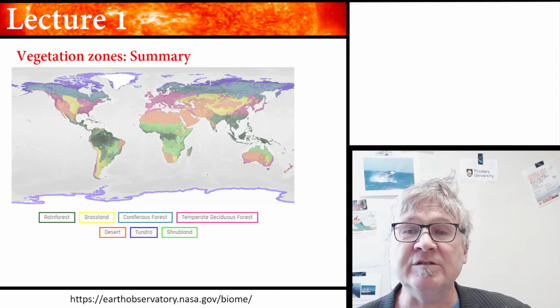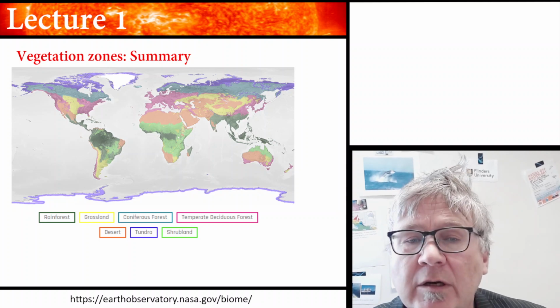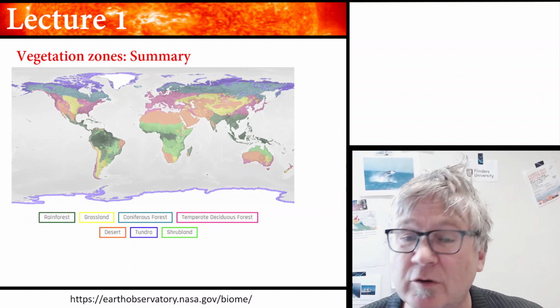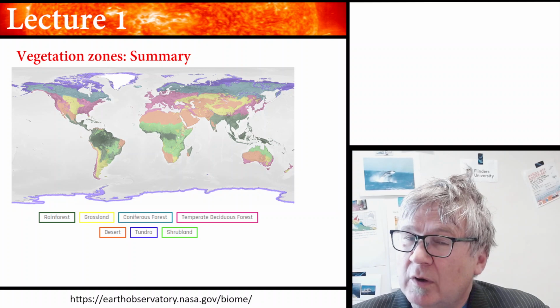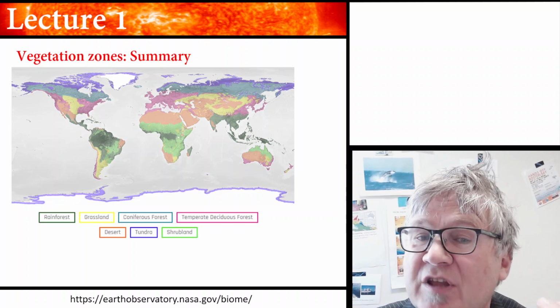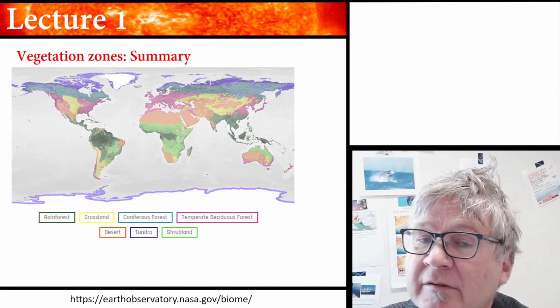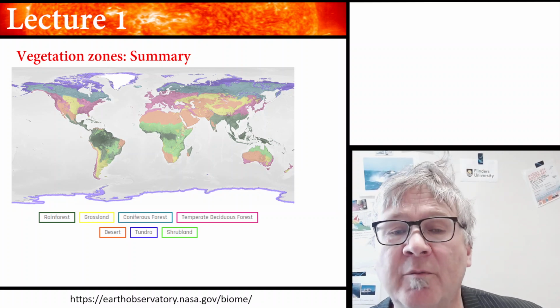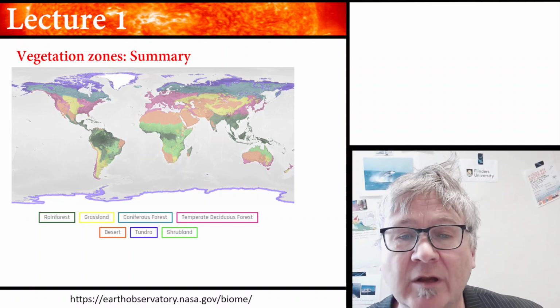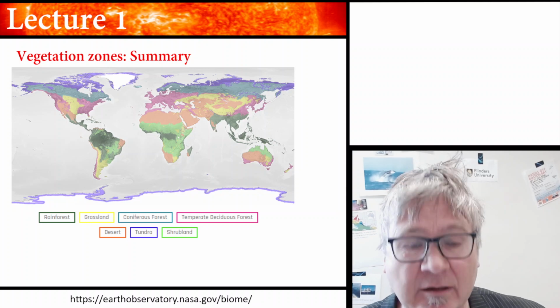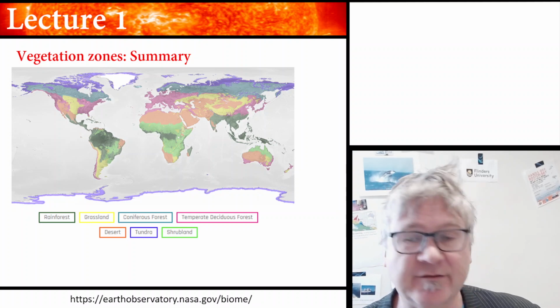Okay, so this is the end of part 2, and it's good if you have a look at this webpage and study and learn about these different vegetation zones. There on the webpage there's a little bit more information on rainfall and air temperature variations. All right.